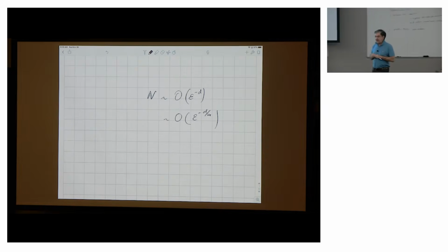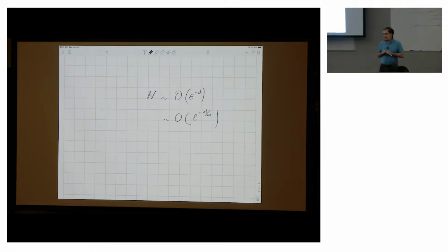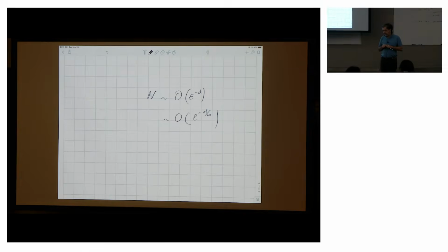Epsilon is the error you are requiring, the maximum error. Maximum allowable error. You are approximating a function, right? So there will be some error in the approximation, and this is the sup over the interval, epsilon.